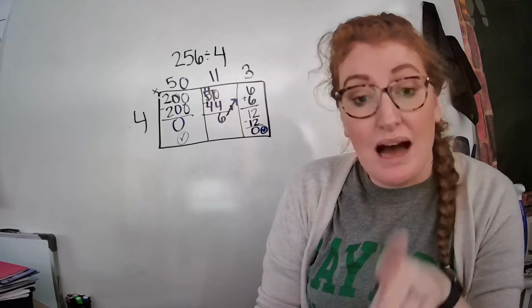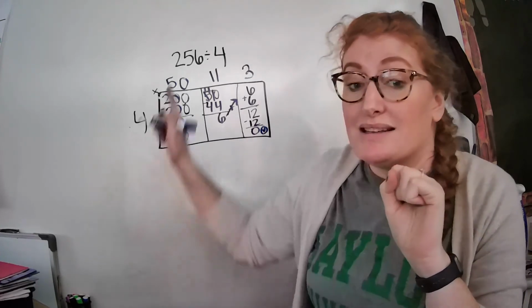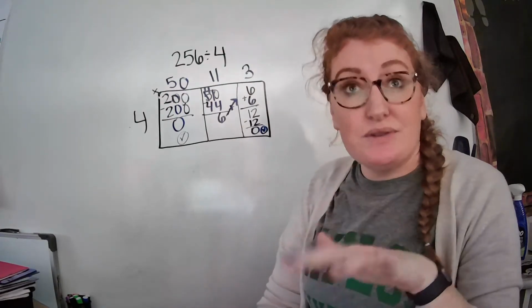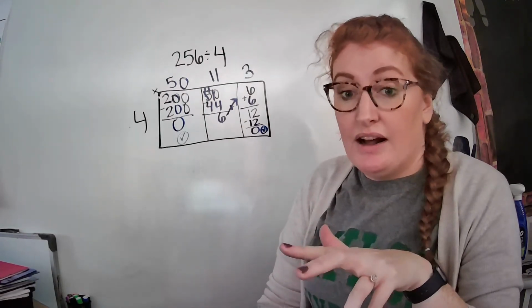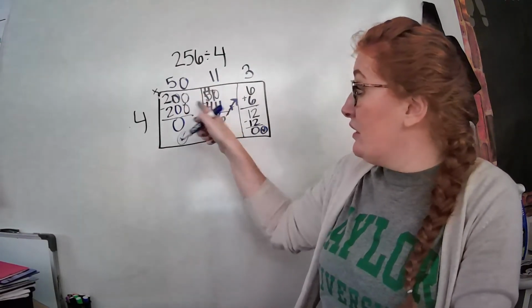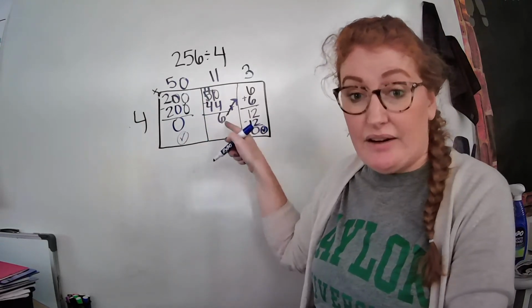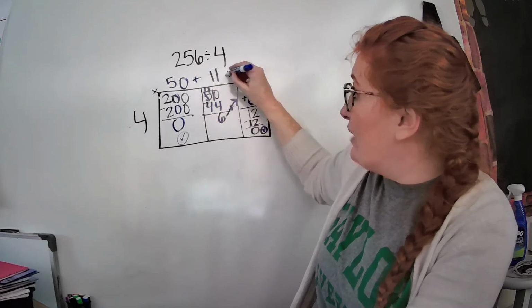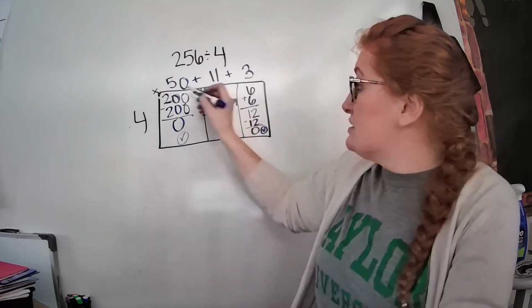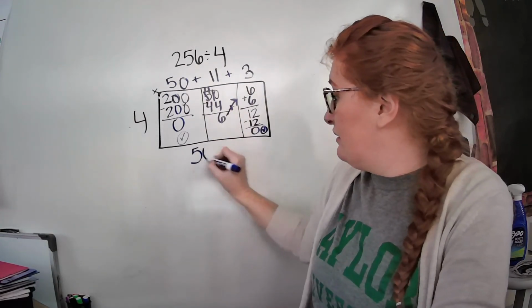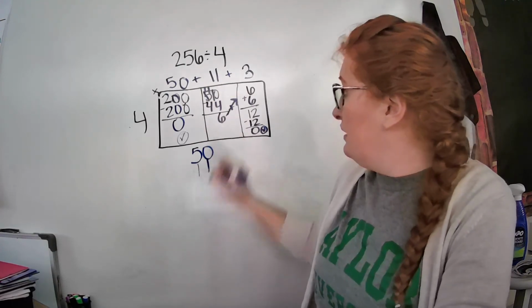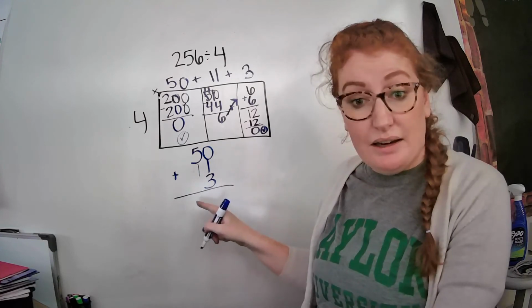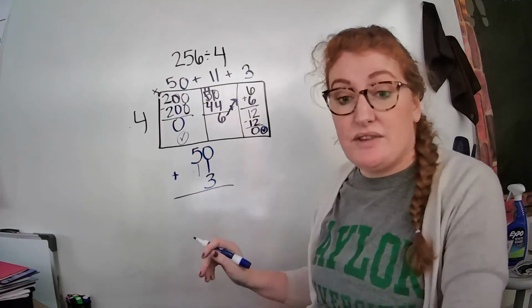But what I'm not done with is these numbers on top. So now, just like when we used area model of multiplication, all these numbers that we have, usually inside the box, we add them together. In division, we do the opposite. We add the numbers outside of the box together. So I'm going to take 50, 11, and 3, and I'm going to stack them carefully on top of each other by place value.